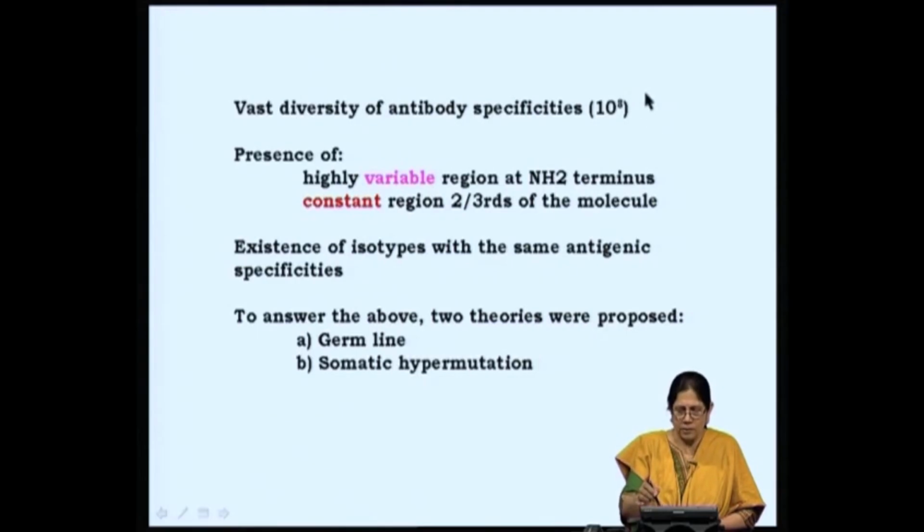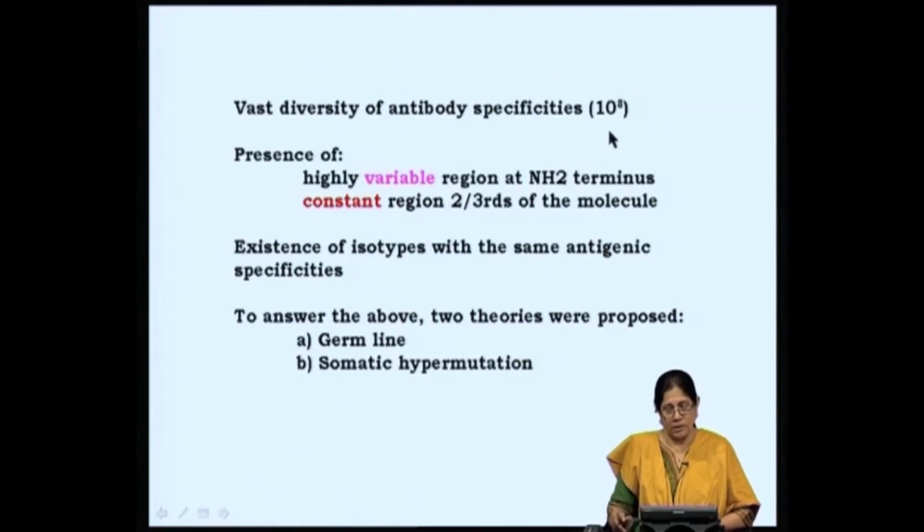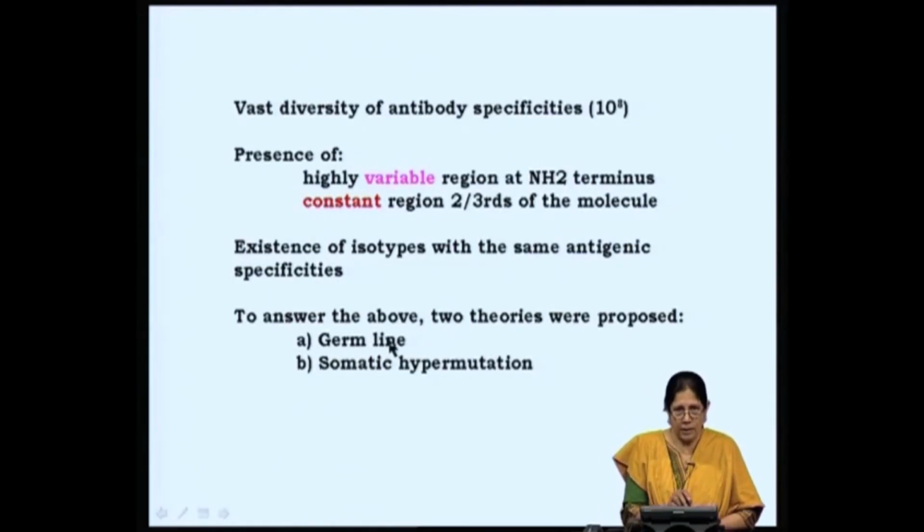Now, to answer the question, how is it that we are capable of recognizing such diverse antigens, how is it that the immunoglobulin molecule is very variable at one region, yet very constant on the other region? To answer this, there were 2 theories that were proposed about 50 years ago. One was the germline theory and the other one somatic hypermutation.